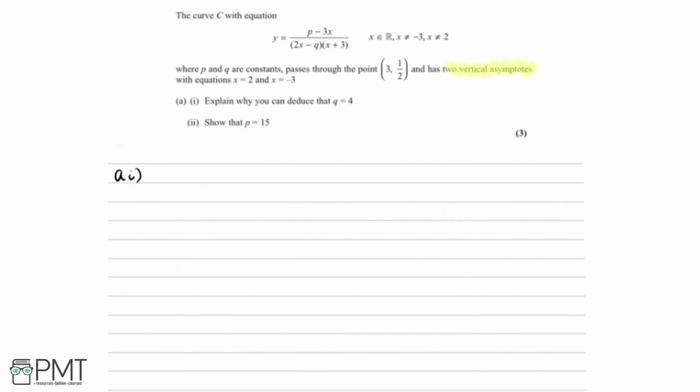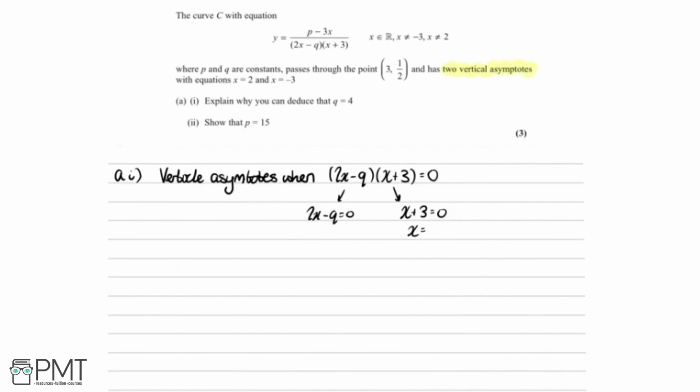The key bit of information is that we have two vertical asymptotes. Now you get vertical asymptotes when the denominator equals 0, because if you try dividing by 0 you can't, so it creates asymptotes. So in this case the denominator is 2x minus q, multiplied by x plus 3, and that equals 0. So this means that 2x minus q equals 0, or x plus 3 equals 0. So that means here that x equals minus 3, or 2x equals q.